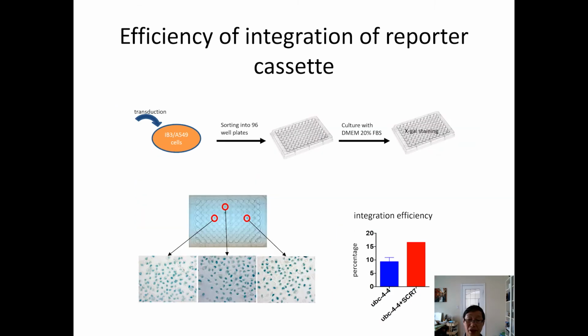Here is our second approach. We first transduce the cells, and then we sort the cells each into a single well of a 96-well dish, and then we stain the colony. If a gene integration event occurred, the whole colony will be blue. In this case, we estimated pretty much similar efficiency. And if you use a chemical called SCR7, you can enhance the gene integration efficiency a little bit.